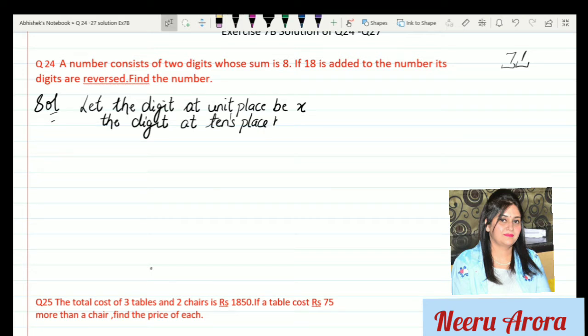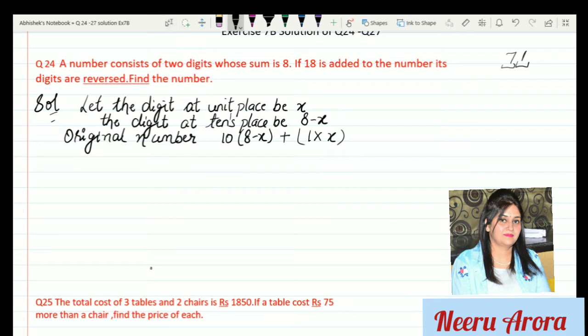As it is given that the sum of the digits is 8, it means the digit at tens place will be 8 minus x. Now what will be the original number? How can we make a number? The digit at ones place is multiplied by 1 and the digit at tens place is multiplied by 10. So the original number is equal to 80 minus 10x plus x, that is 80 minus 9x.